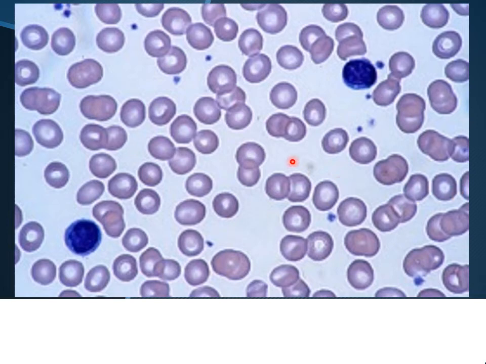And then dito, mas malinaw na, no? Mas okay na yung ating blue cytoplasm. And in relation with the RBC, halos parehas lang sila ng size. So, ito ay mga lymphocyte na. And this is for your viral infection.